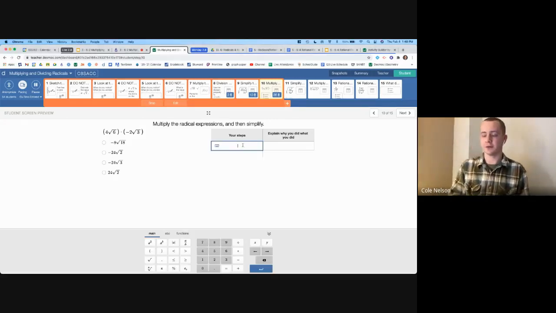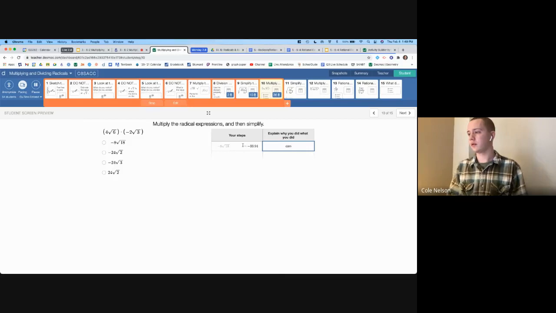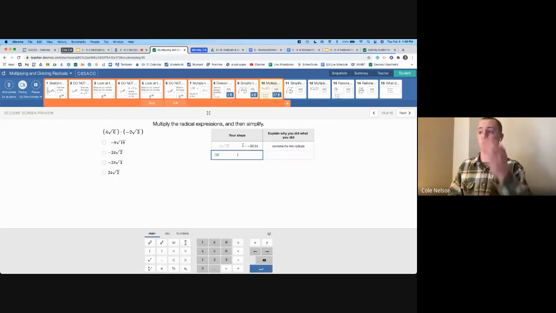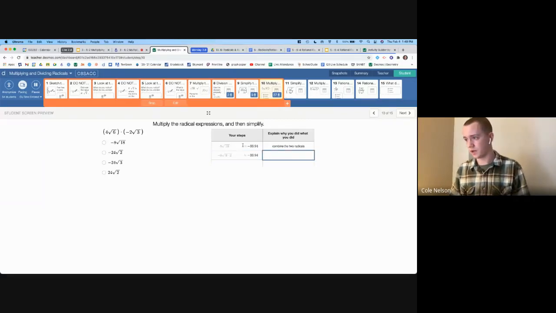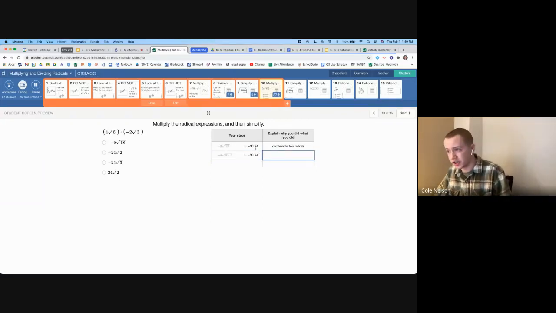A lot of you got to that first step where you were like, okay, it was -8 and then square root of 18. So that's great. That's awesome. You combine the two radicals. That's excellent. However, 18 is 9 times 2. And so now you can also check your work on this one.